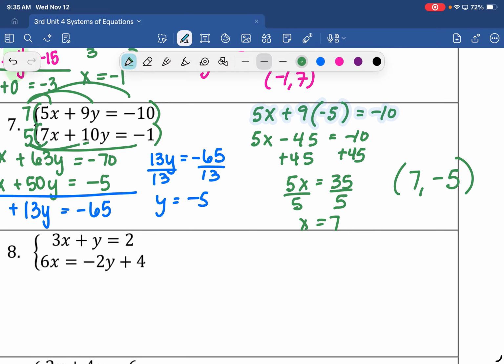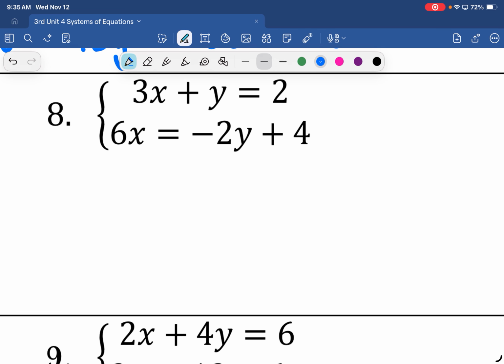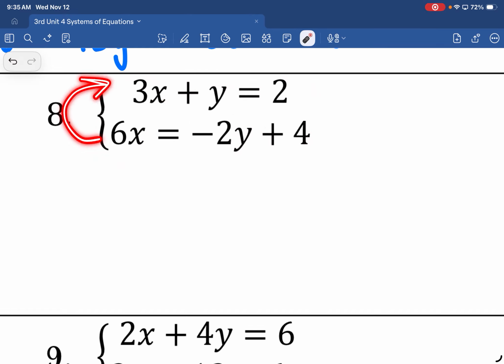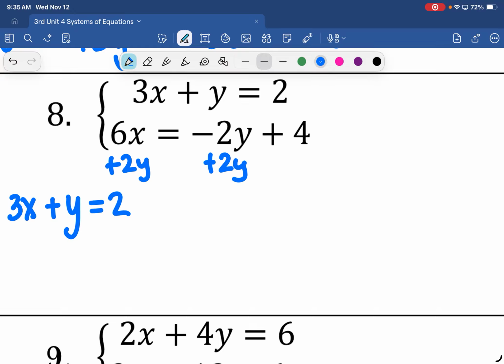Okay, so I want us to go ahead and look at number 8. So for number 8, currently do these line up? No. Okay, if I want to make the bottom equation match the top, what do I need to move? They're not lined up yet. They have to be lined up before we can multiply anything. I'm going to add 2y to both sides. So do we do anything to the top equation? So we get 3x plus y equals 2. Then we have 6x plus 2y equals 4.